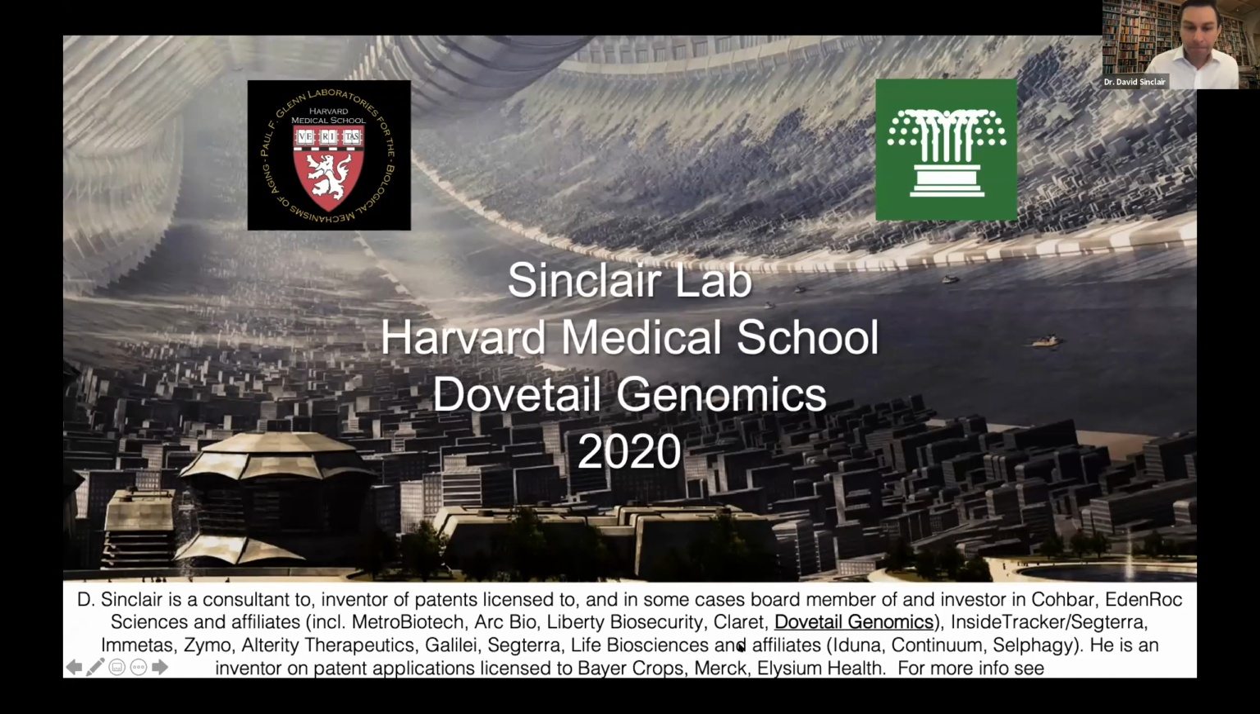So what I want to do today is to talk about how we've collaborated with Dovetail Genomics to have a much better mechanistic understanding of, if you want to boil it down, why do we age? And then I want to end with some work that is more about perhaps why we don't have to age as quickly as we do.